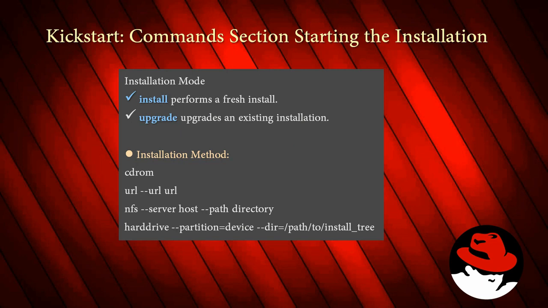The Kickstart command section starts the installation. Installation mode consists of install and upgrade. Install performs a fresh install. Upgrade performs an upgrade of an existing installation. Installation methods include CD-ROM, URL, NFS, hard disk. This is the way you have to define your things.